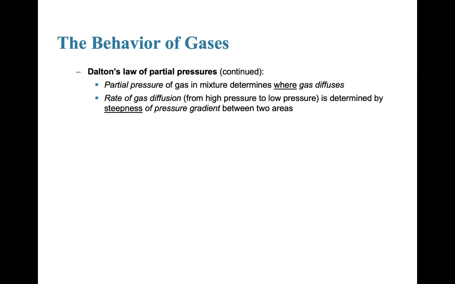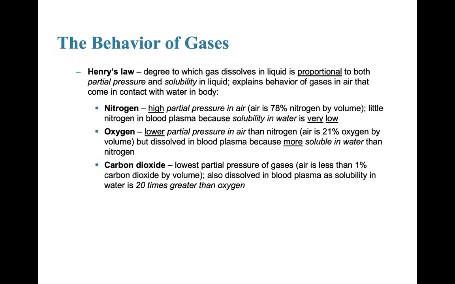Partial pressure of a gas mixture determines where gas will diffuse. The rate of gas diffusion from high pressure to low pressure is determined by the steepness of the pressure gradient between the two areas. Henry's law: this is the degree to which a gas dissolves in a liquid, and it is proportional to both the partial pressure and the solubility in liquid. It explains the behavior of gases in air that come in contact with the water in the body. Nitrogen has a high partial pressure in air, but there is little nitrogen in blood plasma because its solubility in water is very low.